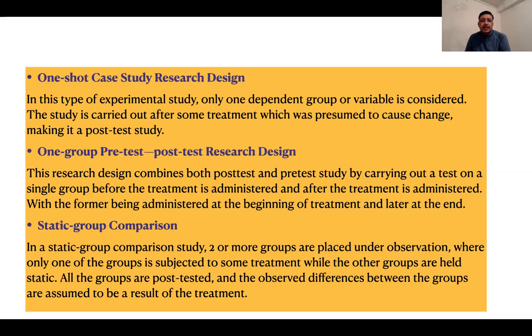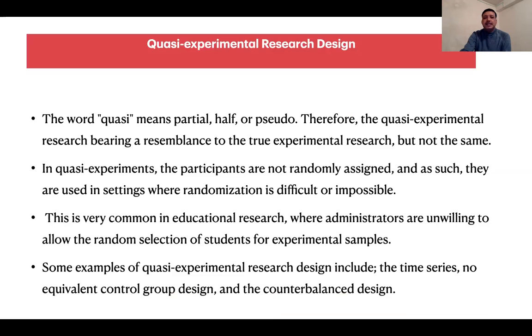The third one is static group comparison. In static group comparison study, two or more groups are placed under observation, where only one of the groups is subjected to the treatment while the other groups are held static. All the groups are post-tested and observed differences between the groups are assumed to be a result of the treatment. These are the three types of research designs.